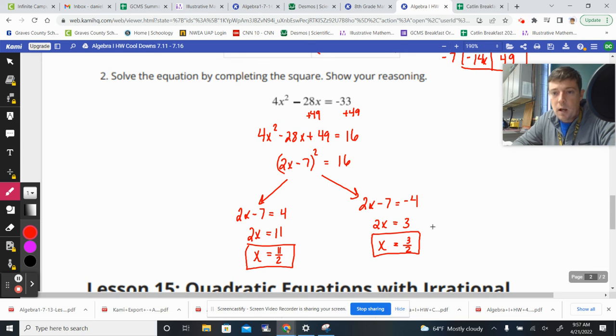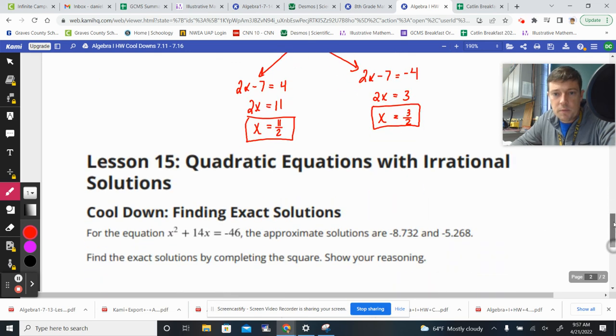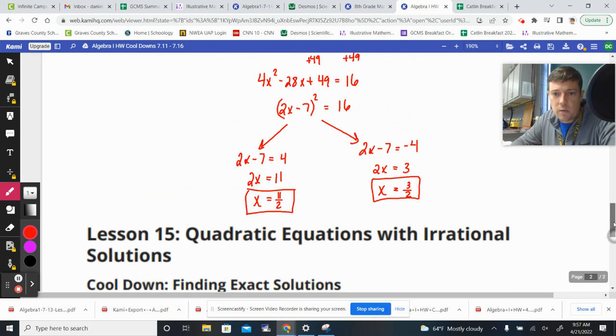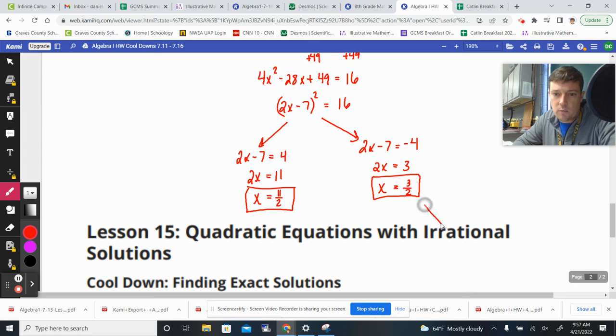All right? Tomorrow, just a heads up, we'll be doing this where the answers are irrational. So our answers are going to have within them square root symbols. Ugh. So that's going to get a little ugly, but that's probably happening more often than not, to be honest, in equations that are quadratics.